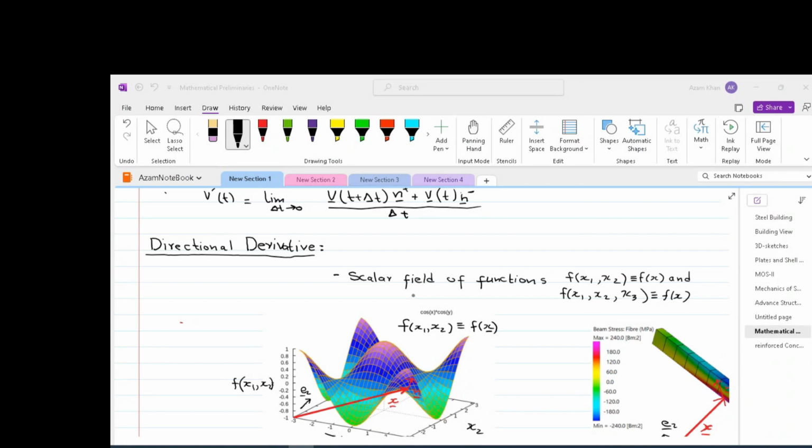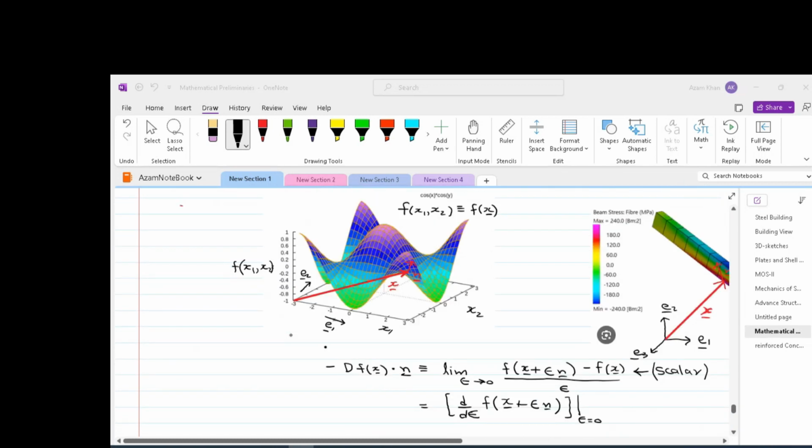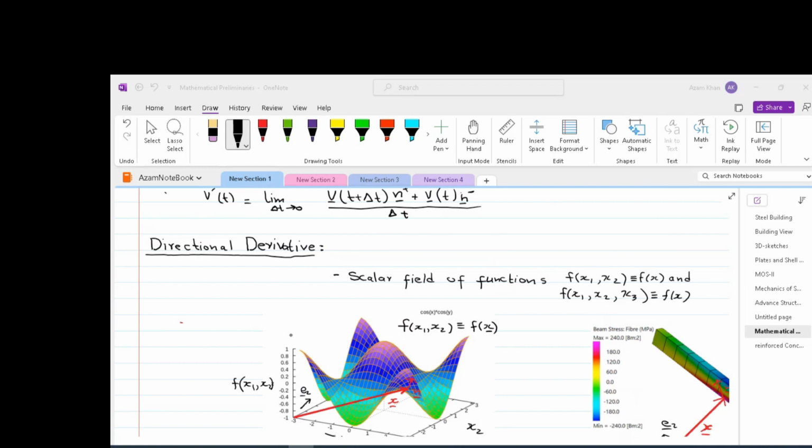The aim of this presentation is to introduce key concepts of gradient. Gradient is a very important concept in vector structure mechanics. Correspondingly, gradient plays a very important role in advanced structure mechanics. Before starting gradient, we will have to introduce another topic which is called directional derivative. Directional derivative helps us to understand the importance of gradient.